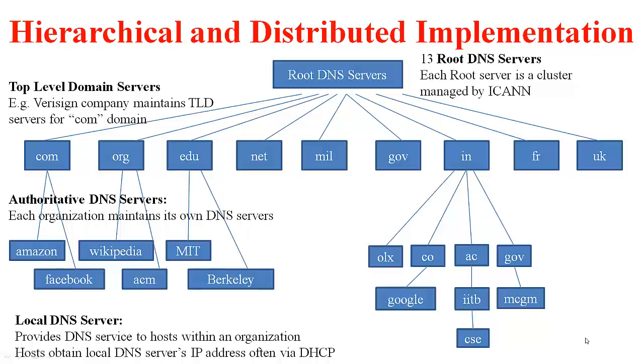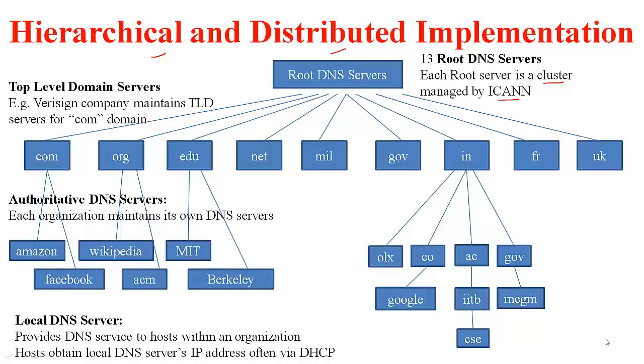Hierarchy to the rescue again. The way DNS is implemented is via a hierarchical and distributed implementation. So you have these DNS servers at different levels. At the very top level are the root DNS servers. There are 13 such root DNS servers. Each server is not an individual server, rather it is a cluster, and these root servers are managed by ICANN. You have heard this name earlier in the context of IP address allocation.